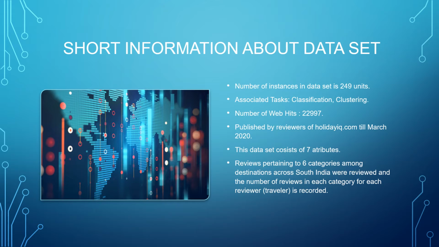Short information about the dataset. Number of instances in the dataset is 249 units. Associated tasks, classification, clustering. Number of web hits, 22,997. Published by reviewers on holiday.iq.com till March 2020. This dataset consists of 7 attributes. Reviewers pertaining to 6 categories among destinations across South India were reviewed, and the number of reviews in each category for each reviewer is recorded.